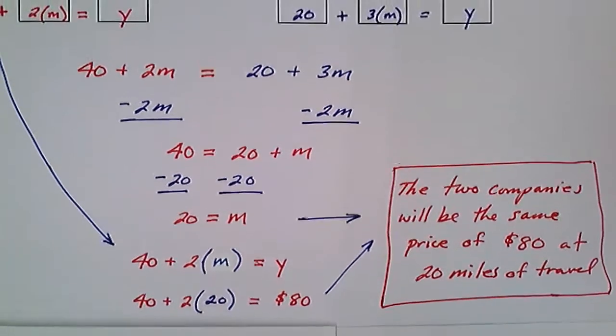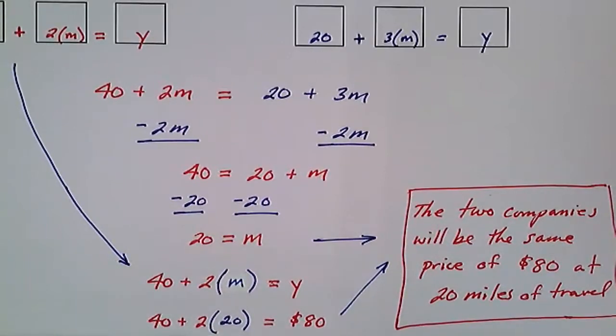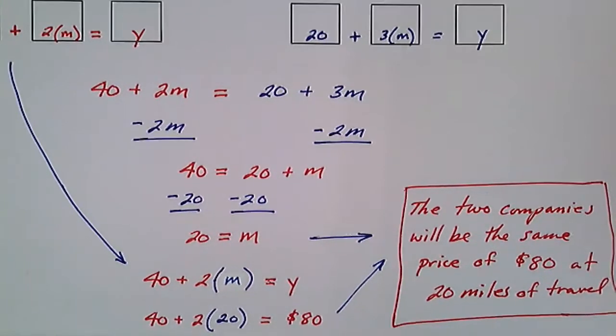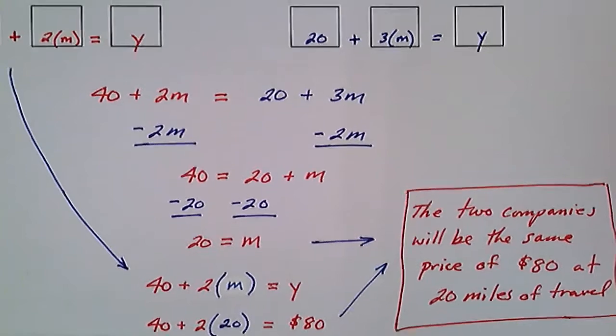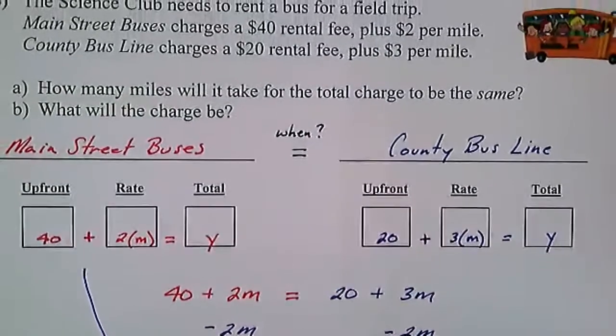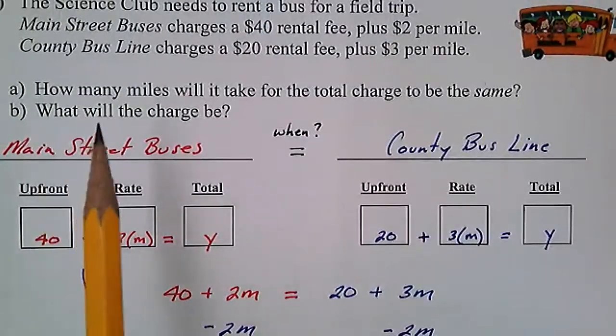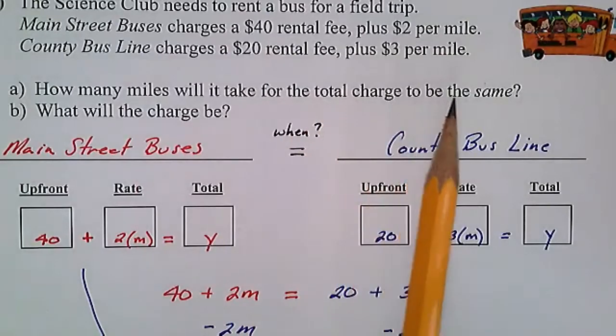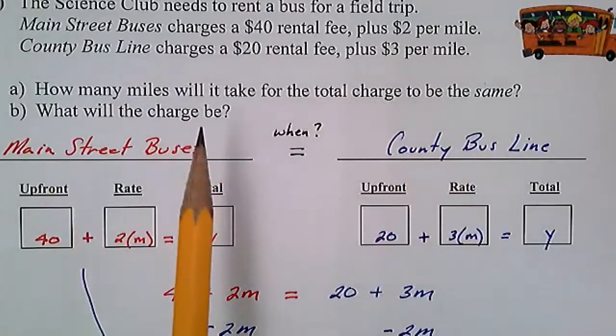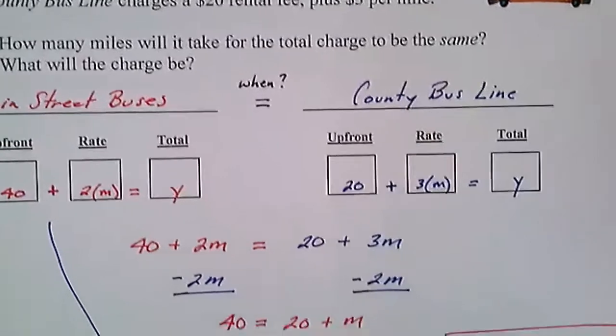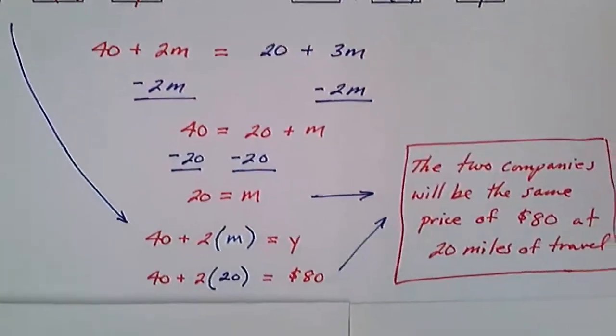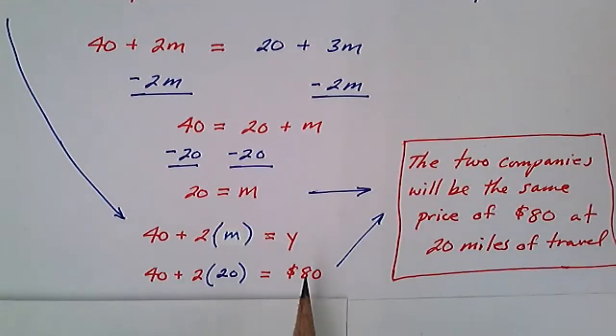And so you would want to calculate, well, what's the price going to be? But on this question, it was asking, when will they be the same? Right? So the question was, how many miles will it take for the total charge to be the same? And what will that charge be? So that price was $80, and that would be at 20 miles.